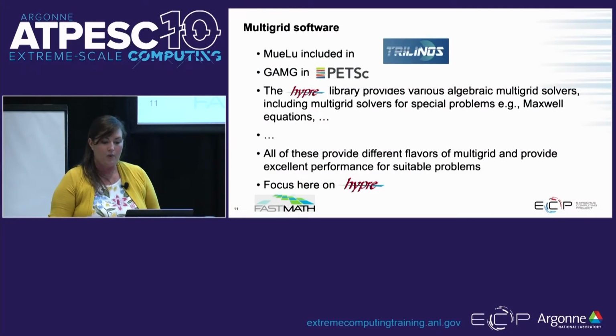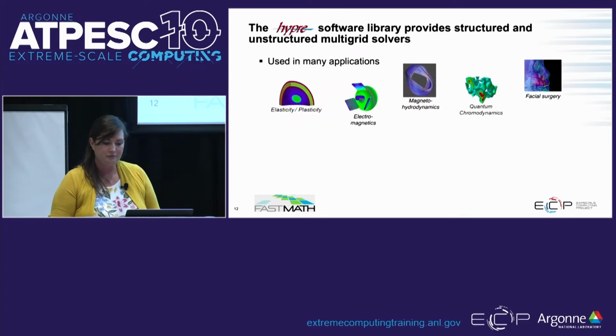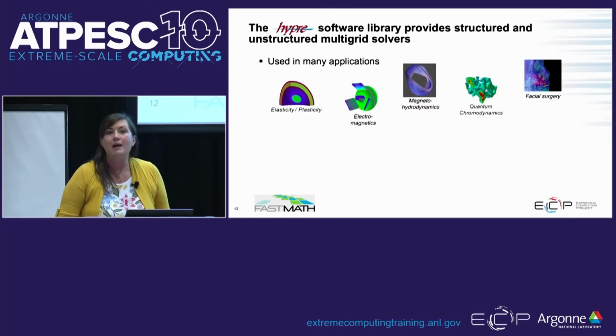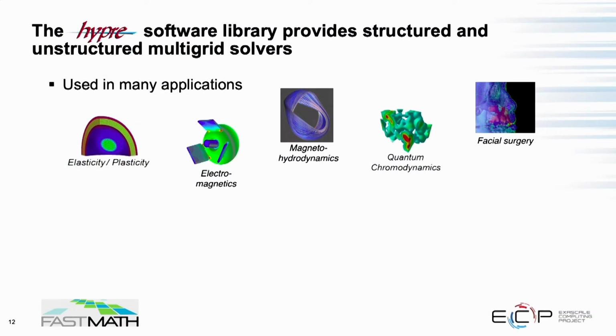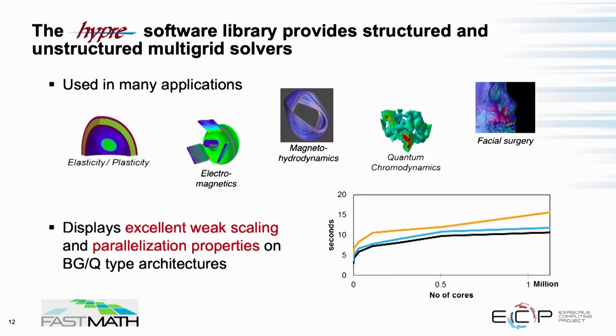So now I'm going to go into more details of the HYPRE library. HYPRE provides multigrid solvers for both structured and unstructured problems. And it's used in many applications. We have a few here on the slide with some pretty pictures. And this graph demonstrates that, as the theory tells us, we can actually achieve good weak scaling using algebraic multigrid.